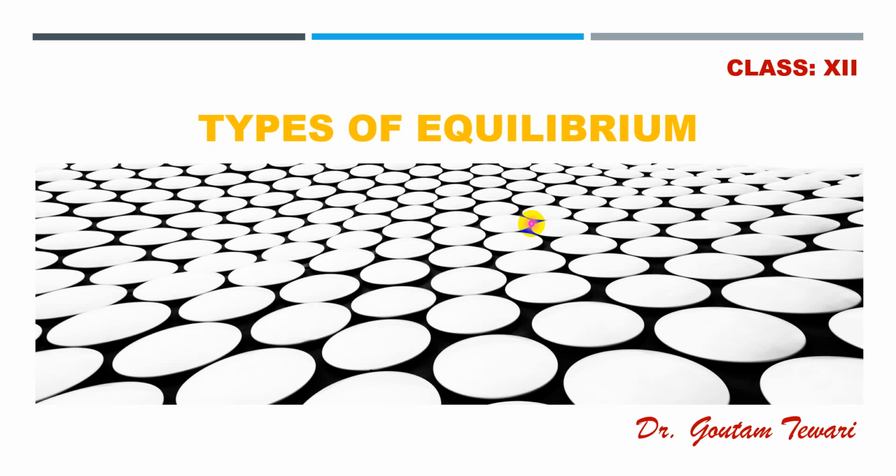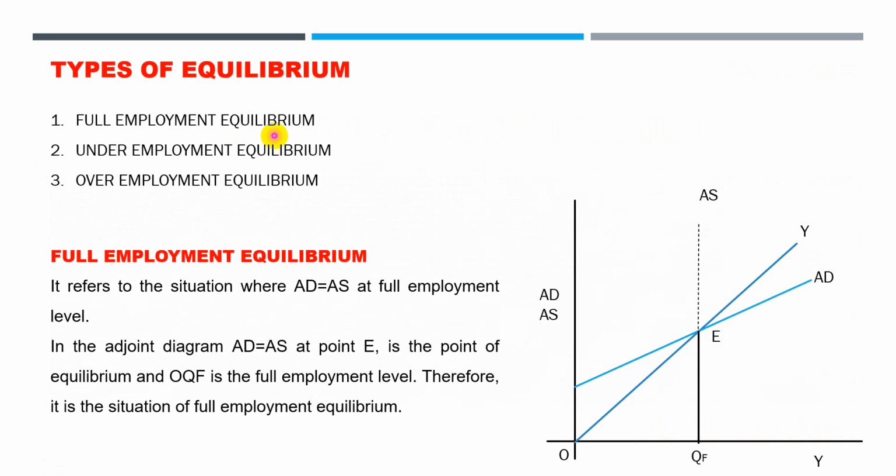We're going to explain types of equilibrium. The equilibrium level of income, employment and output is of three types. That means the equilibrium can occur in three different situations. Number one, full employment equilibrium; number two, underemployment equilibrium; and number three, overemployment equilibrium, or beyond the level of full employment equilibrium.